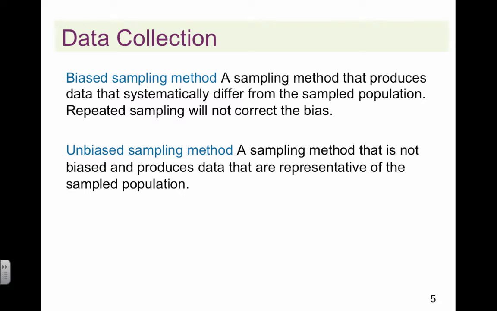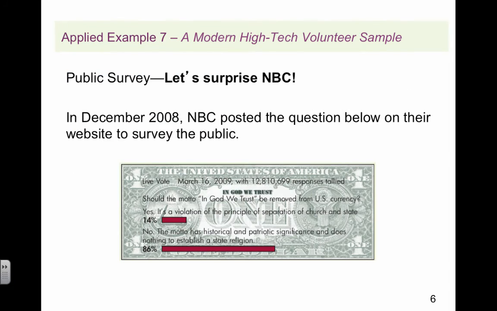Let's go back to our widget example. Say we only take widgets off of one line. Only one widget making machine is tested. Does that represent the other 100 machines you have in your factory? Or would it be better to take an unbiased sample, one where we test widgets from each and every machine? Because an unbiased sampling method produces data that represents the population, and repeated sampling will correct any bias that may exist. So let's do an example.